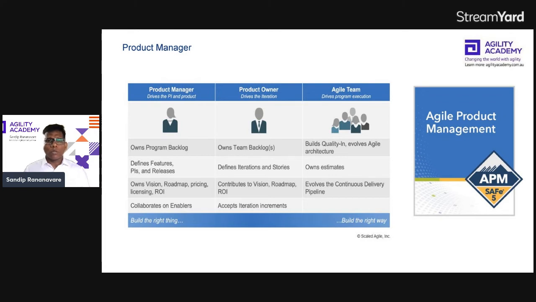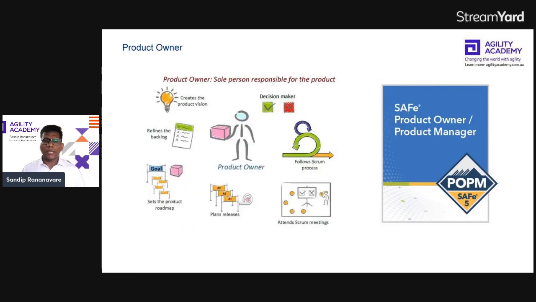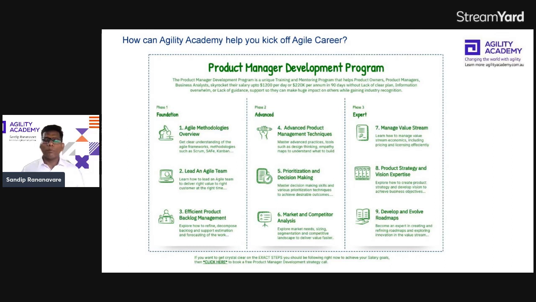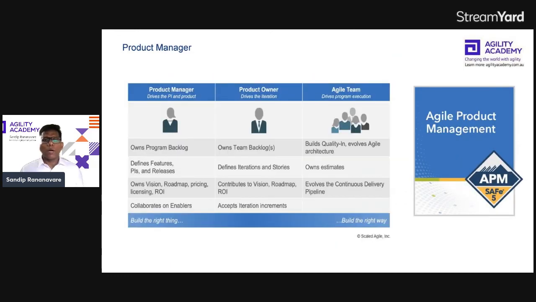So product owner, product manager is all about building the right thing. And when it comes to agile teams, it's all about building the right way, or building things right. These two courses are covered as part of the earlier shared development program. First, SAFe Product Owner/Product Manager covers foundation and advanced, and then the expert level course is Agile Product Management.